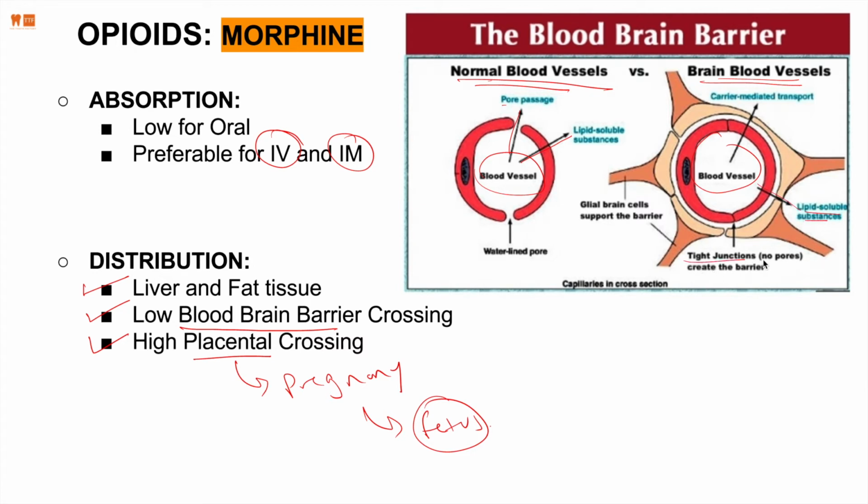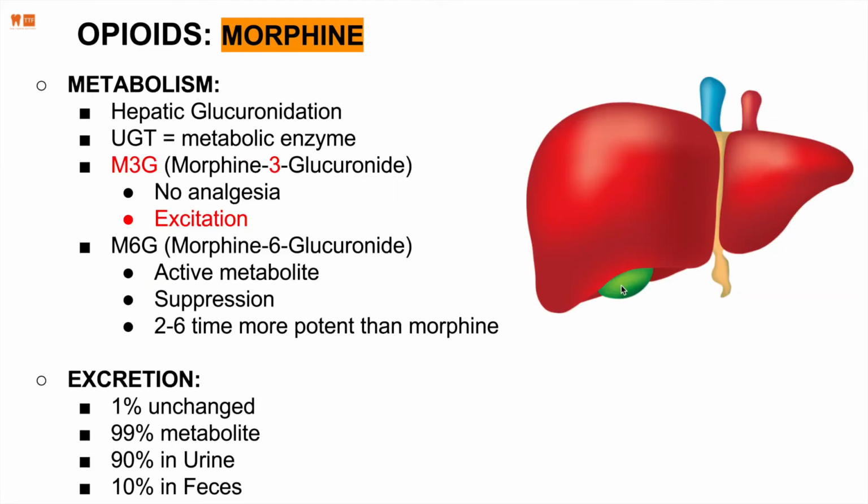There are several tight junctions, therefore there are no pores that create the barrier, leading to lack of substances flowing out of blood vessels into the brain. If we need to, we must also have a carrier-mediated transport into the brain or a lipid-soluble substance being transported. The glial brain cells will support the entire barrier all along and make it into a fortress. Morphine cannot do as strong of an effect on the brain itself physically as the other drugs. So low blood-brain barrier crossing. Just a little concept for the future.